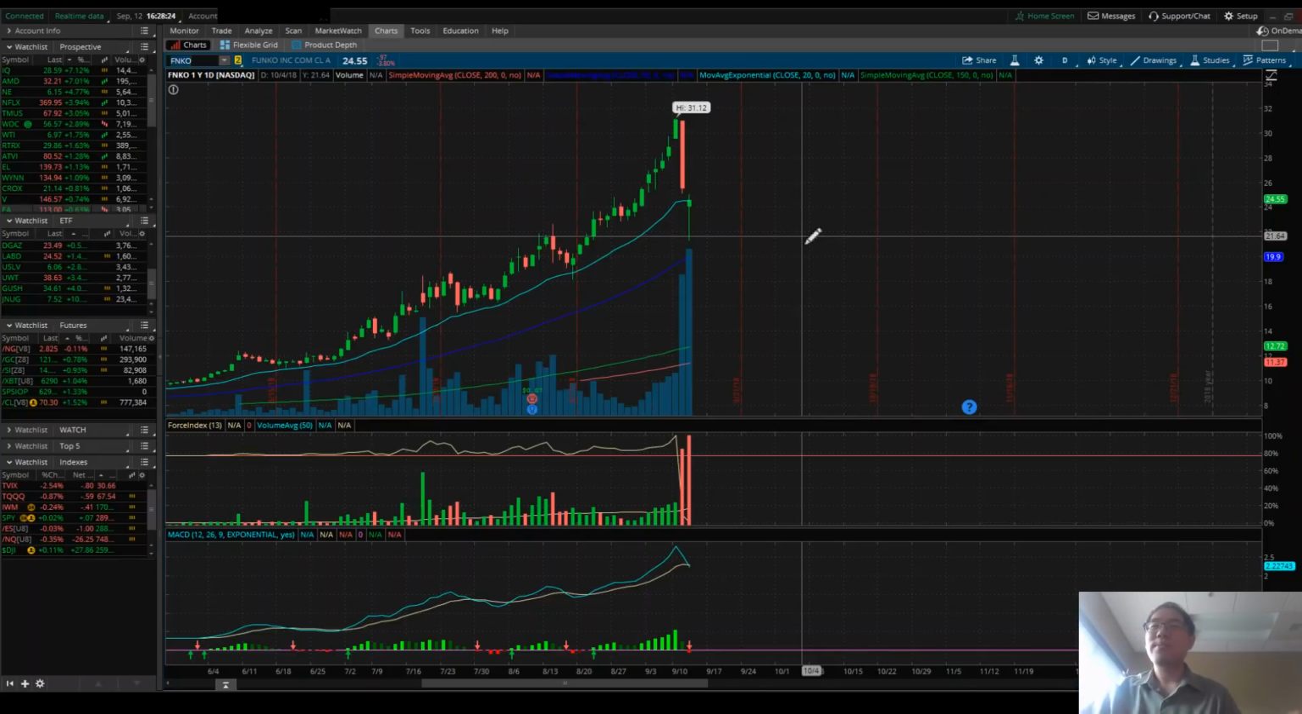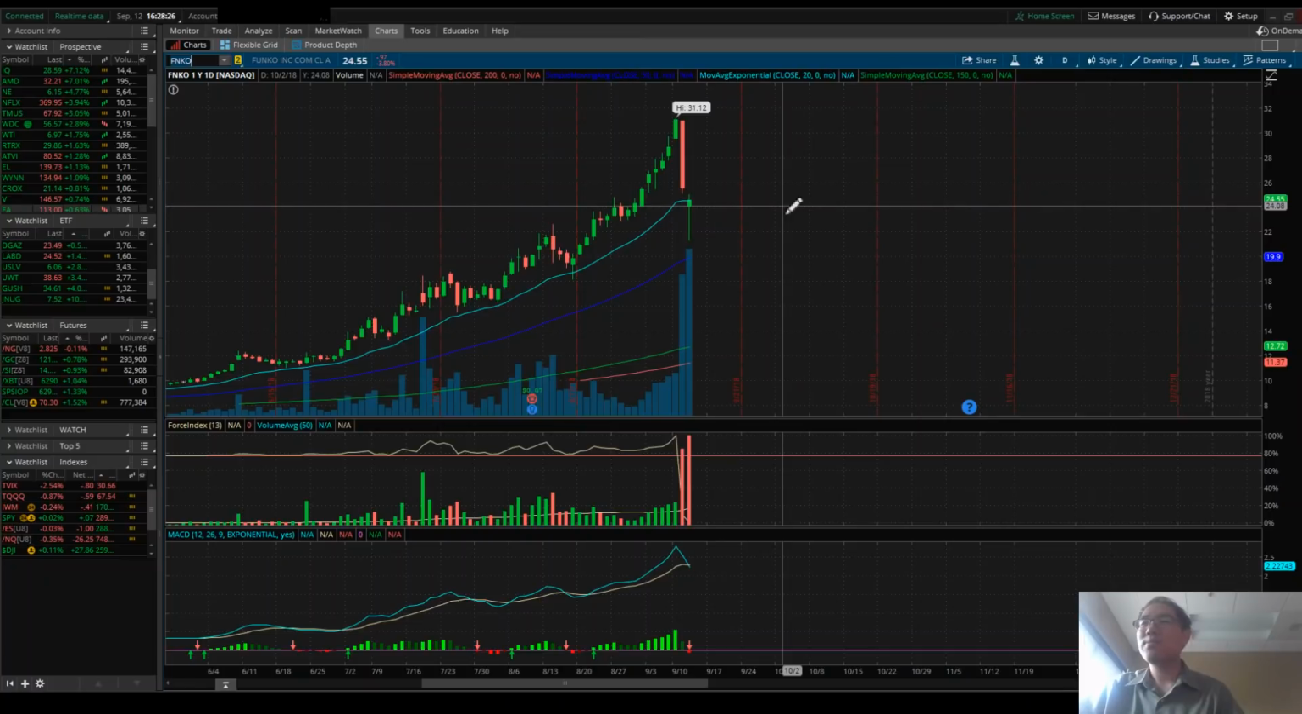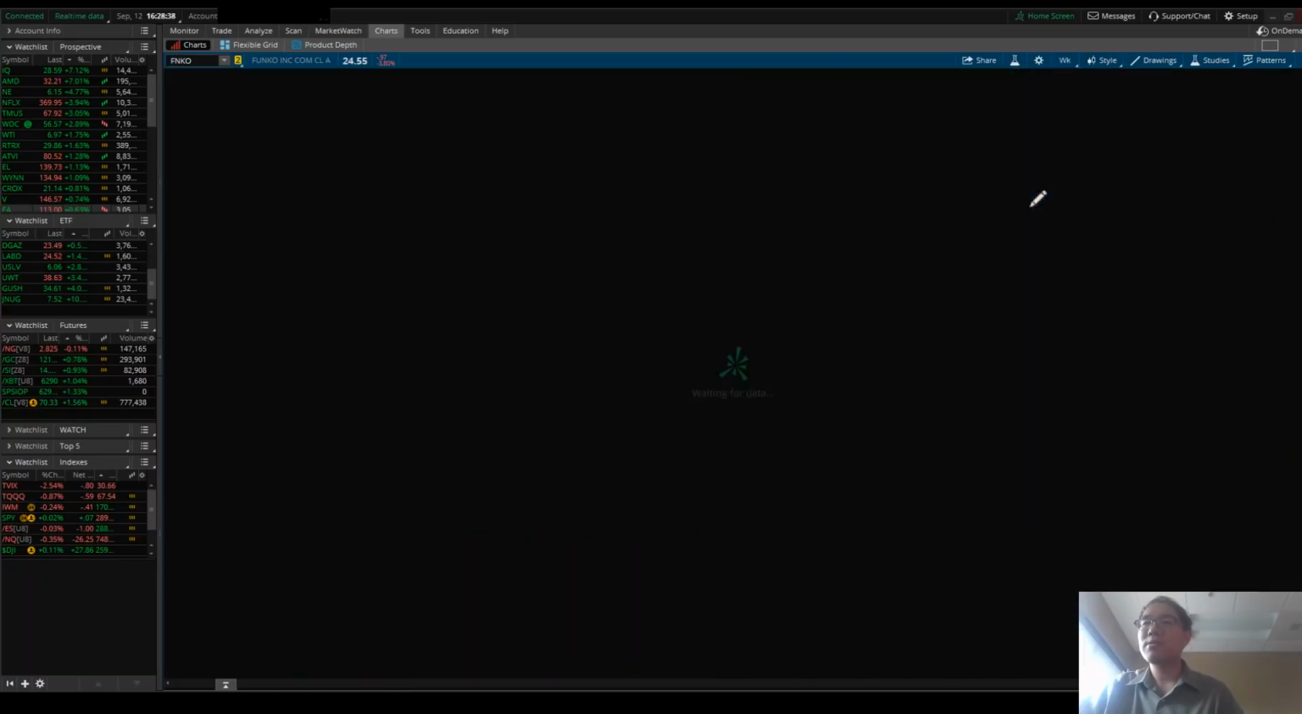So very good job. So where's the resistance, guys? You guys can see the support obviously is at $24, and the resistance is at 31.12, and pretty much the peak. So that's not hard to do. Let's actually zoom out and take a look at the long-term trend.